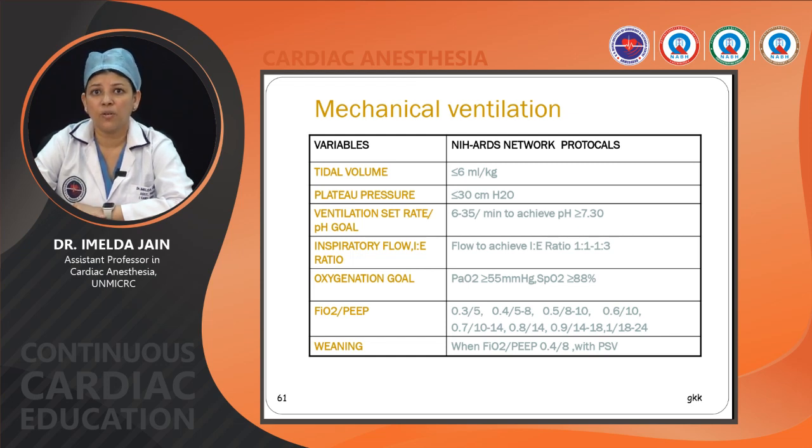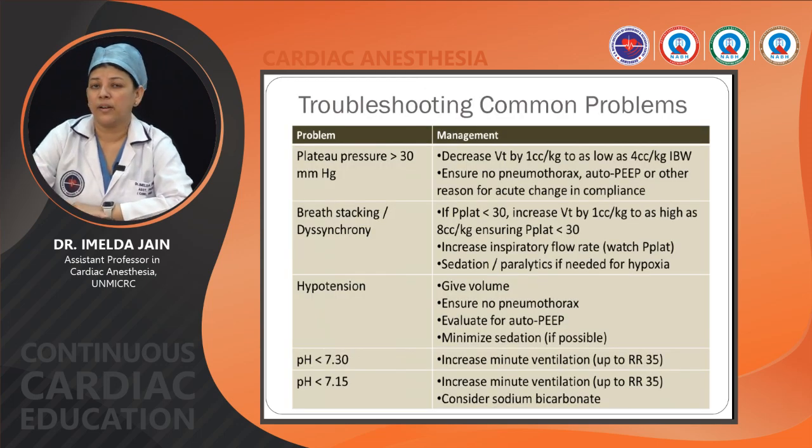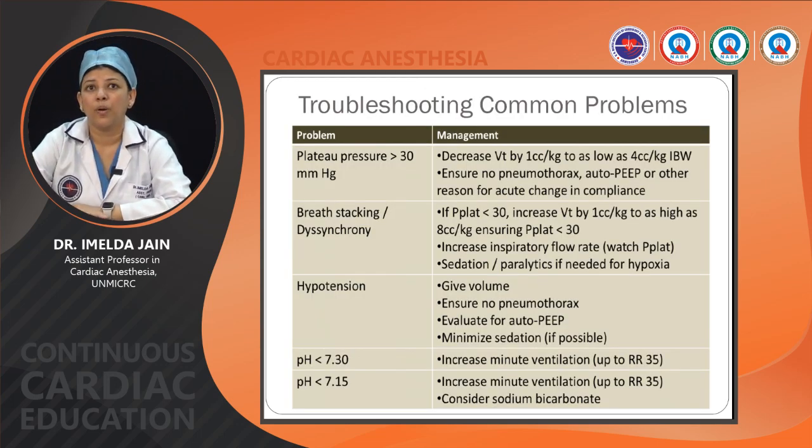The oxygenation goal should be to maintain a PaO2 of 55 to 80, and the saturation goal should be 88% to 94%. We have already discussed the FiO2 to PEEP sliding scale, and the weaning of the patient should be started when the FiO2 requirement is less than 0.4, PEEP requirement is less than 8, with a pressure support ventilation of less than 5. Coming over to troubleshooting of common problems.